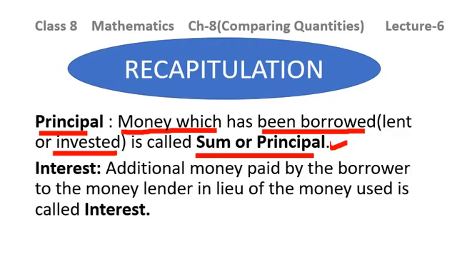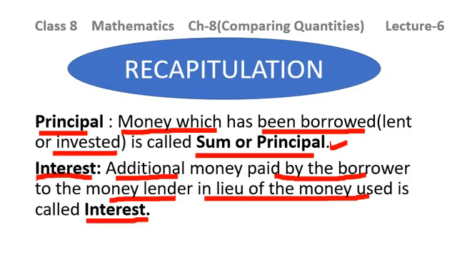Next comes the interest. What do you mean by interest? We have studied about simple interest and compound interest. Interest is the additional money paid by the borrower to the money lender in lieu of the money used. So principal is the money which has been borrowed, lent or invested, called sum or principal, and interest is the additional money paid by the borrower to the money lender in lieu of the money used.